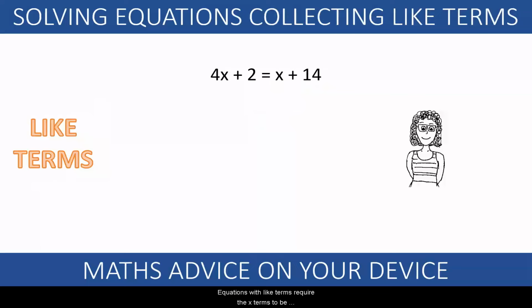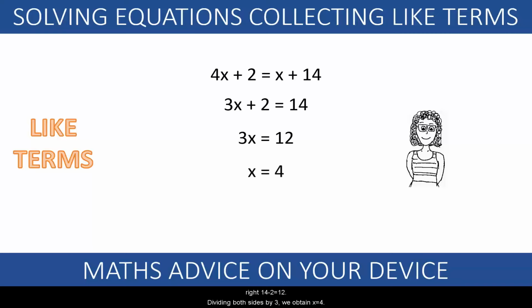Equations with like terms require the x terms to be collected to one side and the numbers to the other side. For example, this equation has x in both sides, so we collect the letters to the left. 4x minus x equals 3x, and we collect the numbers to the right. 14 minus 2 equals 12. Dividing both sides by 3, we obtain x equals 4.